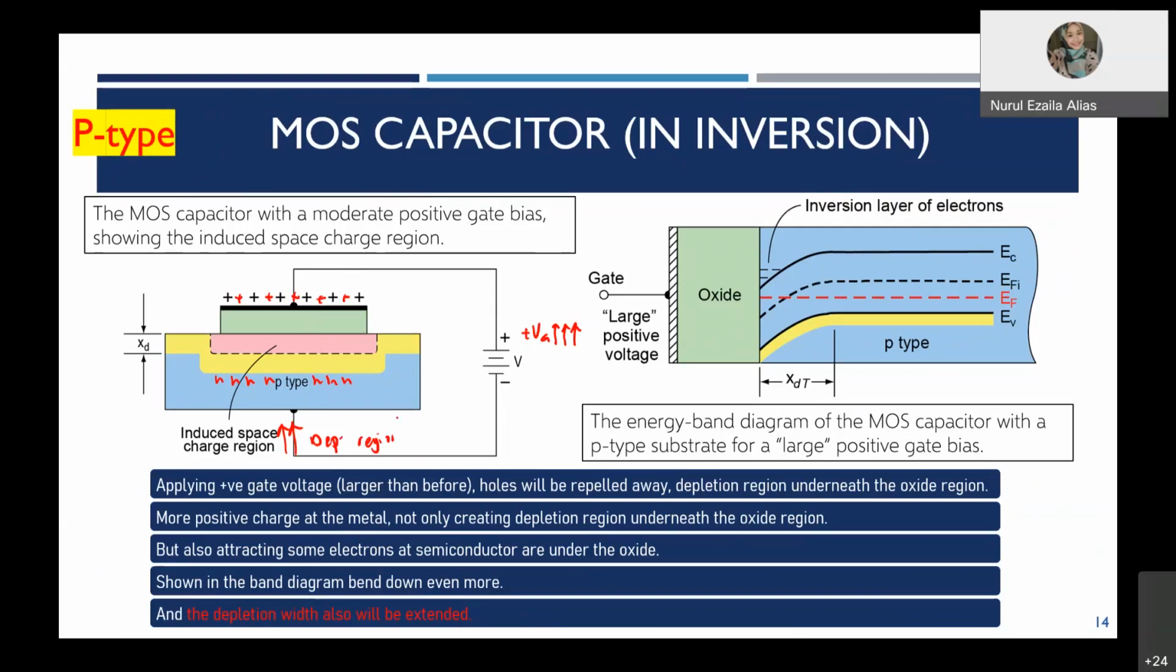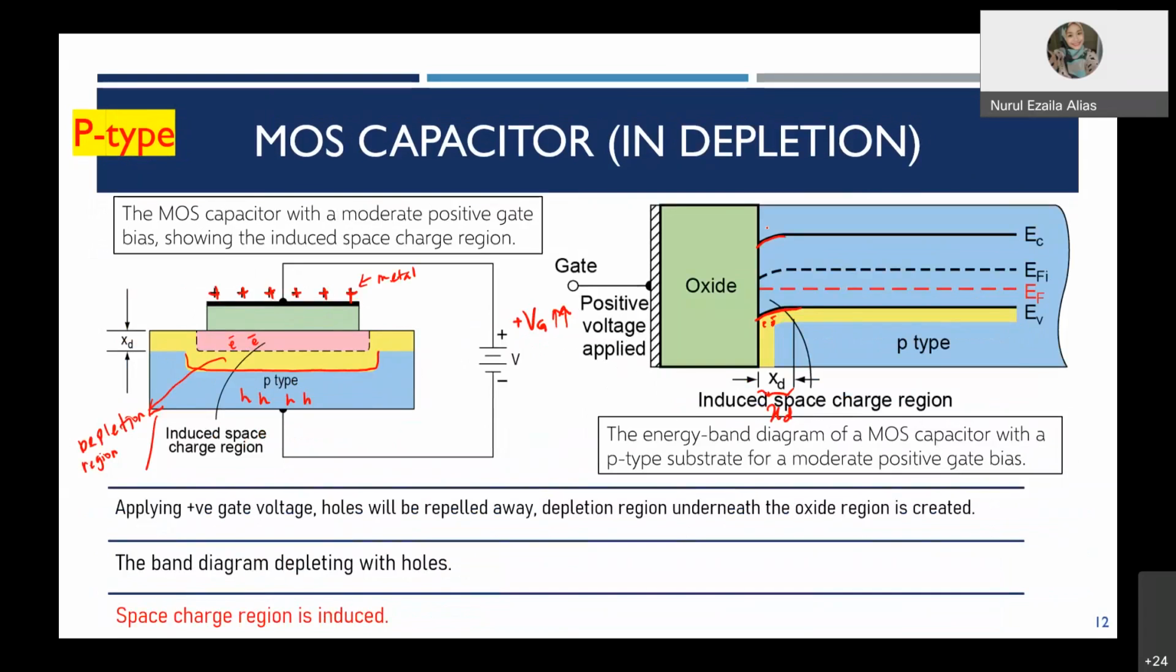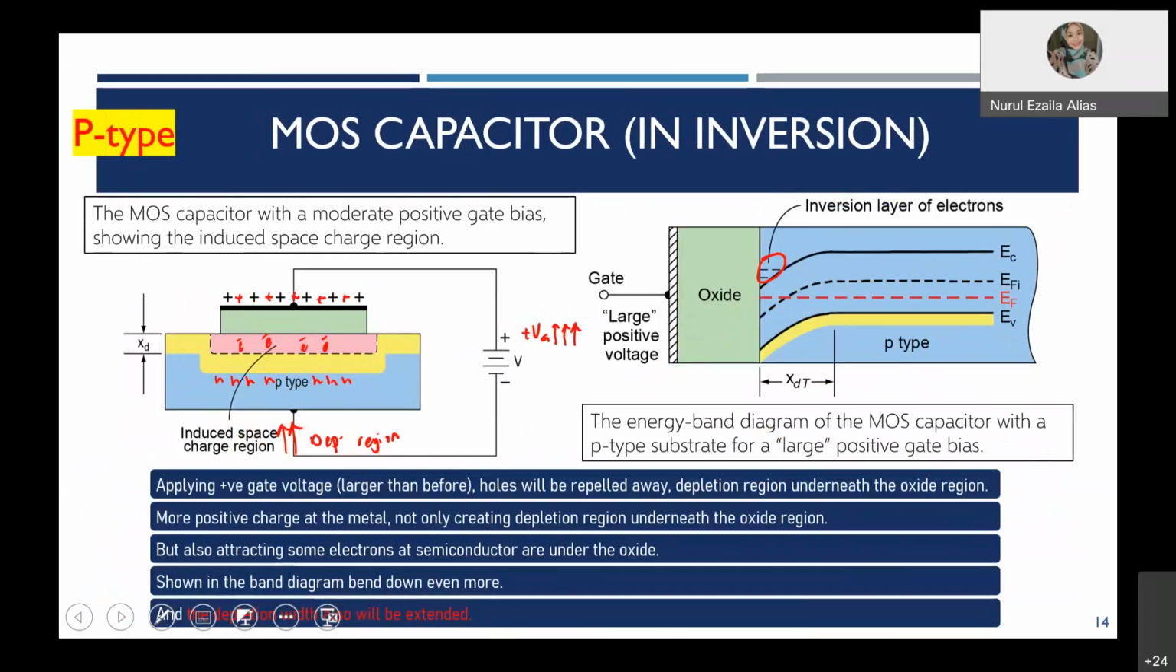Due to the high positive gate voltage, it is able to attract a number of minority carrier electrons from the p-type. So these minority carrier electrons will be accumulated here. The banding is still moving downward, same like in depletion. However, now, due to a lot of minority carrier electrons accumulated at the surface, the banding is moving much more downward.